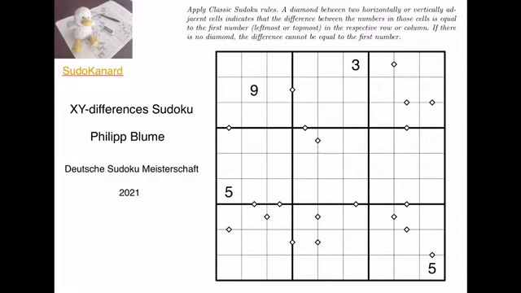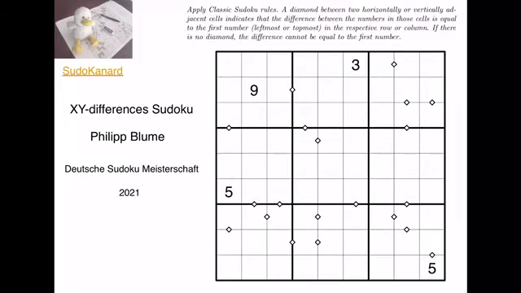Here is a Sudoku puzzle by my good friend Philipp Blume, also known as Glam Hippo, which was featured in the latest German Sudoku Championship. It was in round 3 and it was the highest pointer of the whole championship. It's called XY differences Sudoku, and this variant was invented by Philipp Blume. There are a number of practice puzzles on Logic Masters Deutschland, and I practiced this genre a lot, and I broke the puzzle during the championship, which was quite sad, let's say.